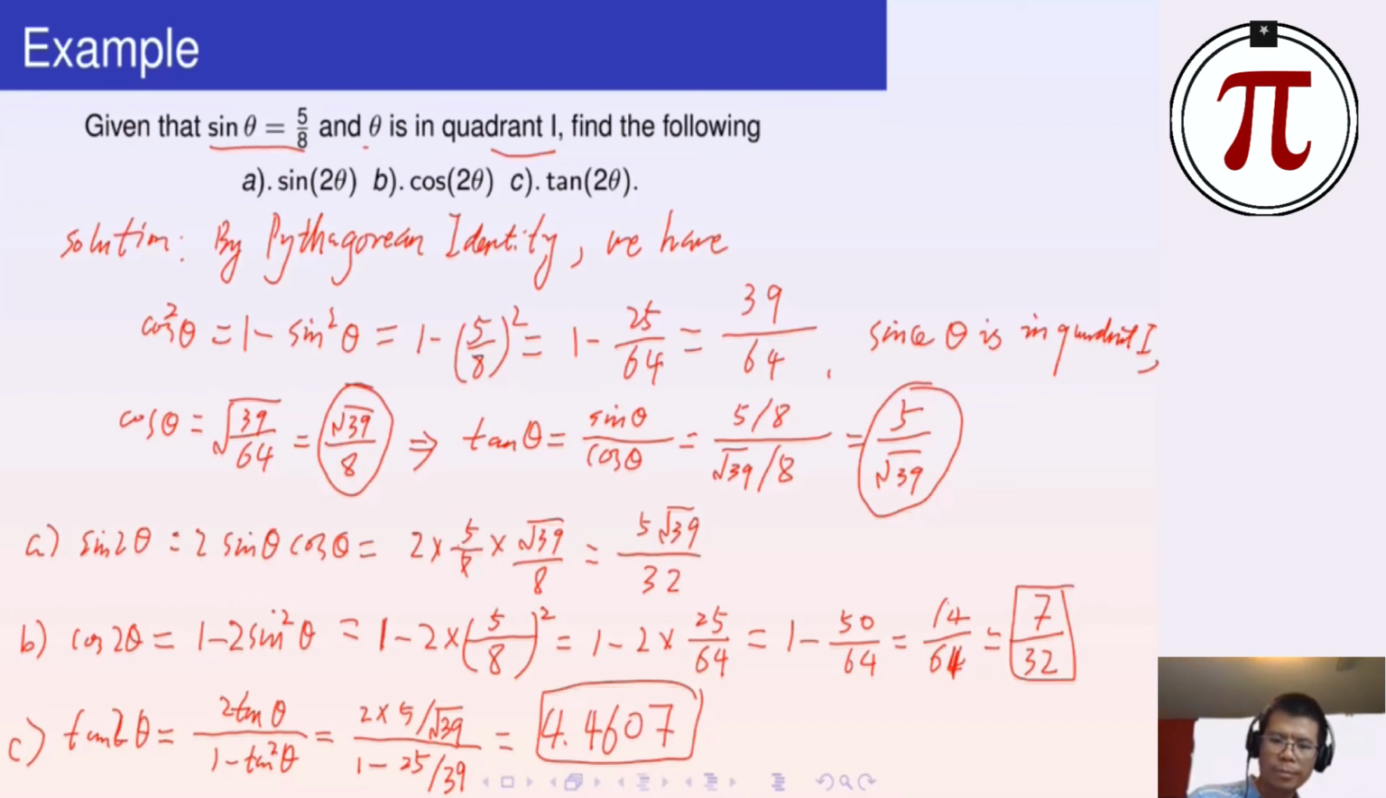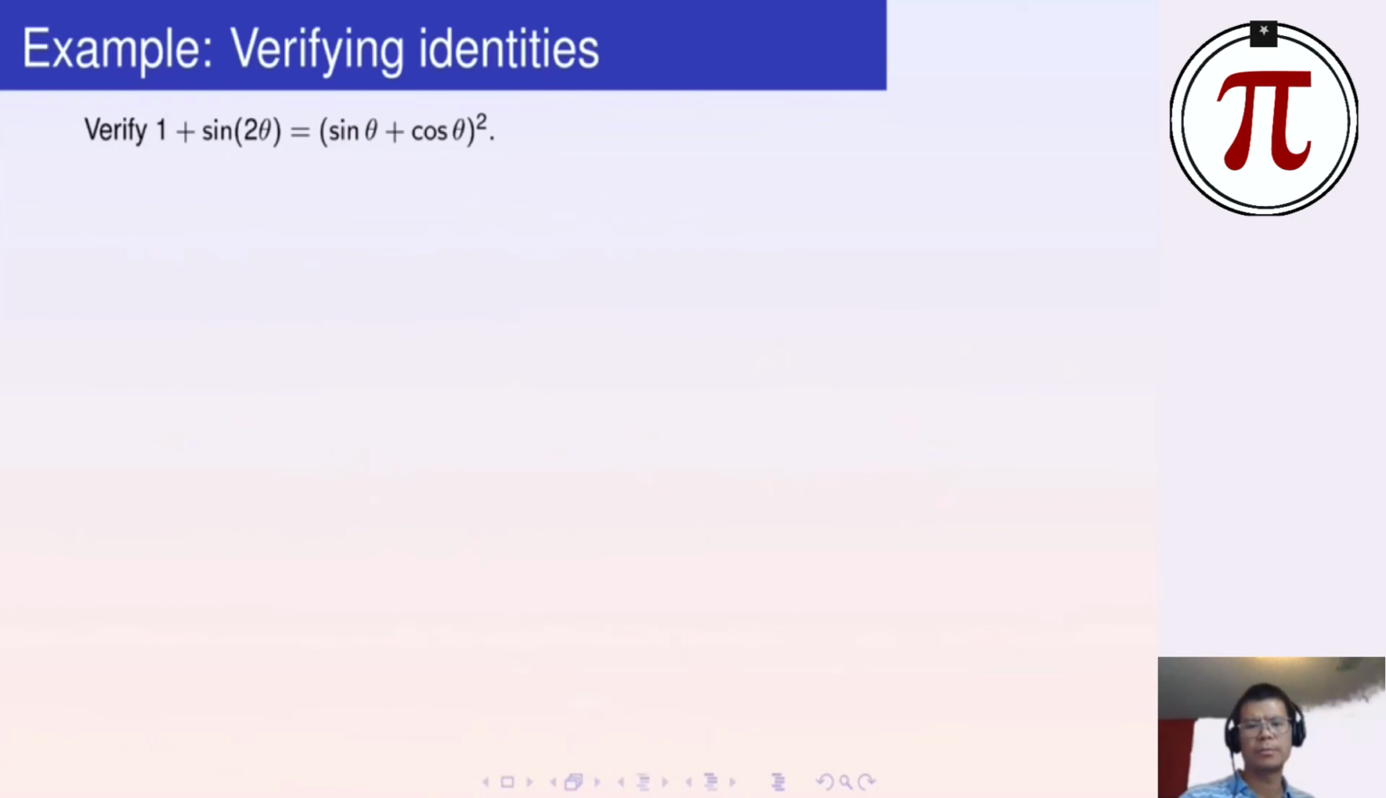All right, so basically you can see that, right? Using the double angle formula, you find the sine, cosine, tangent, plug in the formula, right? Then everything will be done. Okay. Now let's consider another example for verification identities, right? So now let's consider this one.